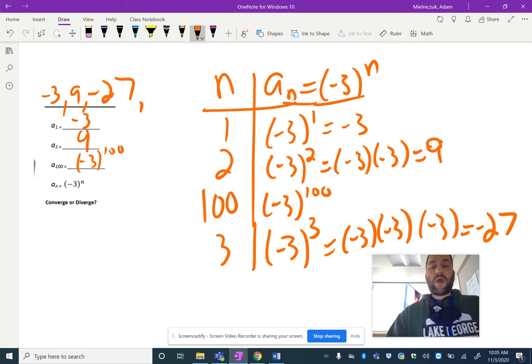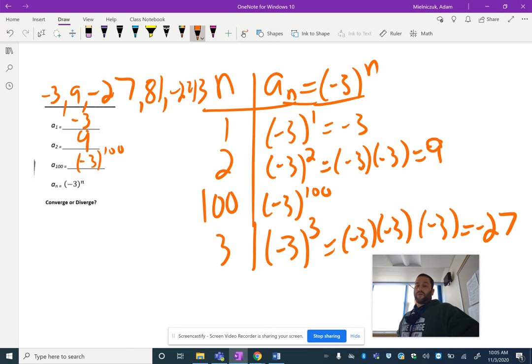Okay. From that, we can see our pattern that we're multiplying by 3, but we're oscillating between positive and negative terms. So we'd have 81, and then what's the next one? -243, and so on. So does this converge or diverge?